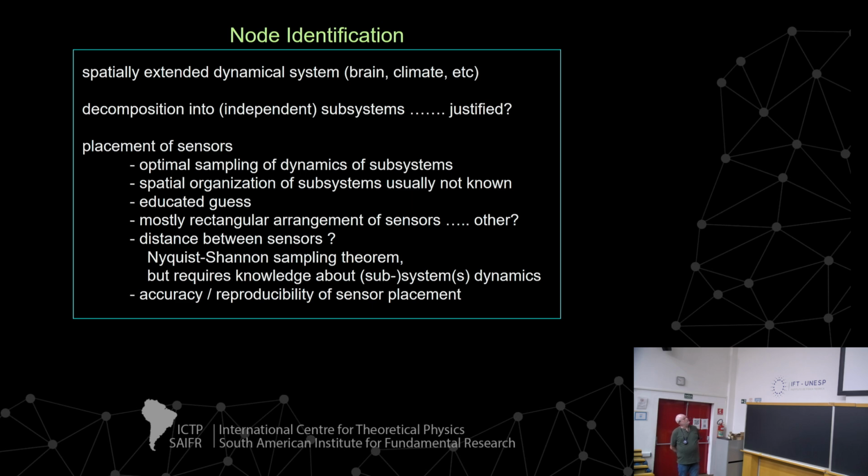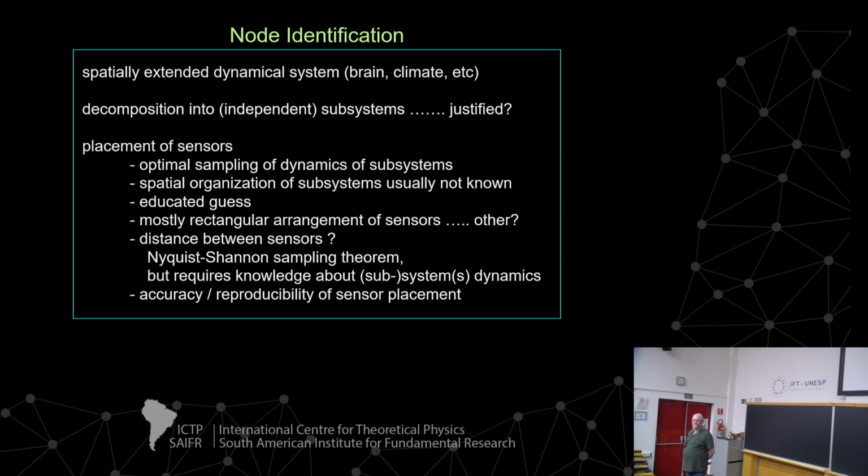Good. First point. You have a spatially extended system. If you say we study interactions, what you implicitly assume is that you can decompose the system into subsystems. Who tells you what the subsystems of the brain are? How do you do that? Take climate. What are the subsystems of the climate? This is the implicit assumption. And from this assumption, you go and place sensors. Is this assumption correct?